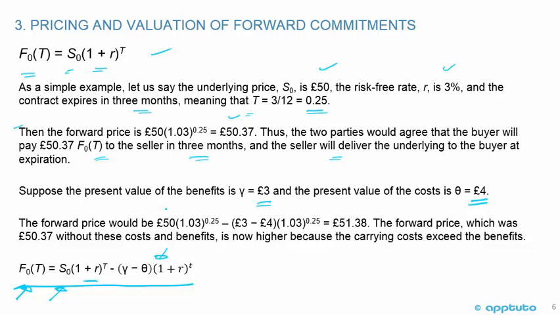We have got our spot price £50 times 1 plus r to the t minus our benefits minus our cost times 1 plus the interest rate to the power of t, and we get £51.38. So in this case, the forward price, which was £50.37 without these costs and benefits, is now higher because the carrying costs exceed the benefits, okay? So when you can see that the costs exceed the benefits, then the price is going to go up because it's a negative on a negative. You're going to add to it, okay?